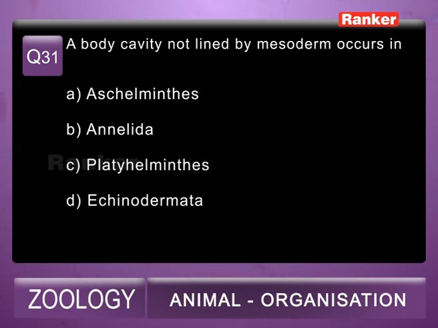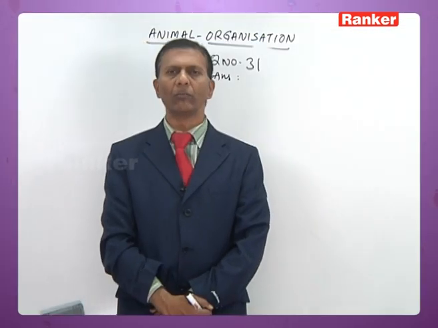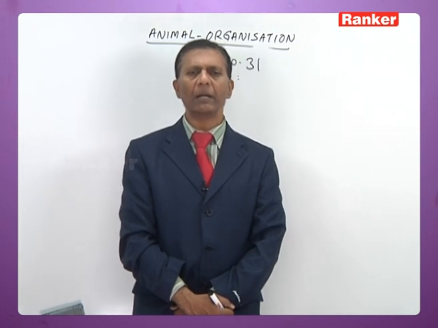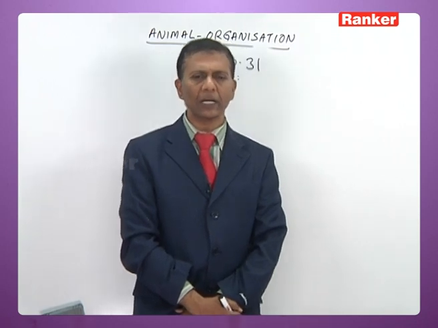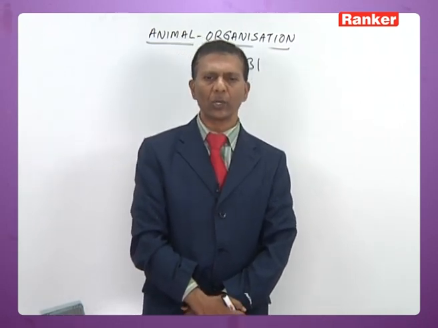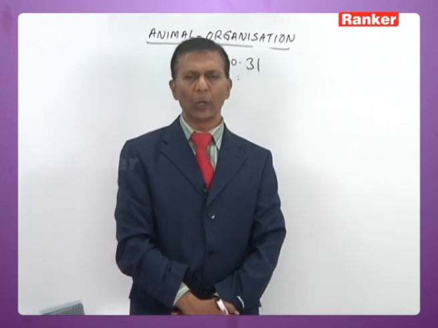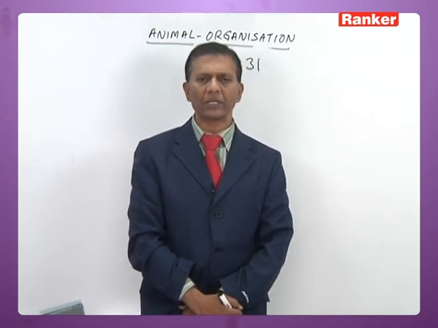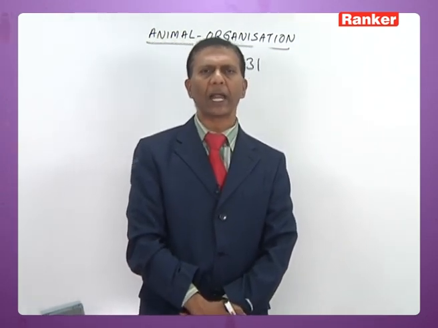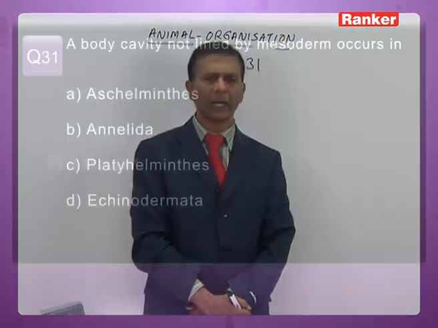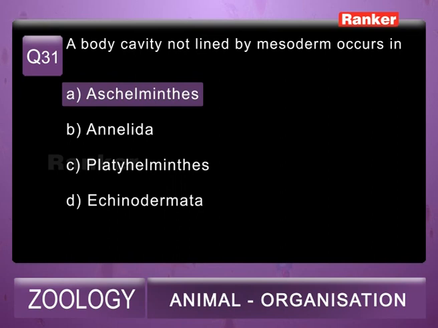We have question number 31. A body cavity not lined by mesoderm occurs in A. Aschelminthes, B. Annelida, C. Platyhelminthes, D. Echinodermata. Now in pseudocoelomates, the body cavity is present but it is not lined by mesoderm. Annelida has a true coelom, schizocoelom, so that is not the answer. Echinodermata has a true coelom, that is enterocoelom, so that is not the answer. In Platyhelminthes there is no coelom at all, because the body cavity is filled with parenchyma or mesenchyme. So Aschelminthes is the correct answer, because in pseudocoelomates the body cavity is not lined by a peritoneal or mesodermal layer. So the 31st question's correct answer is A.